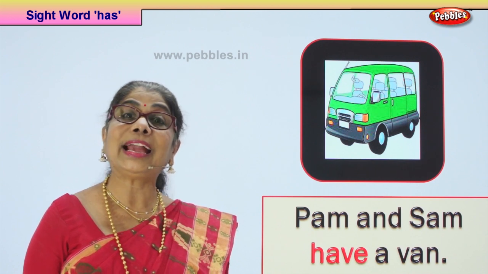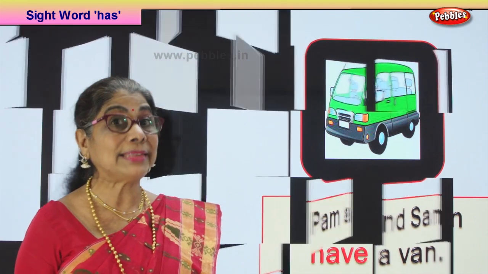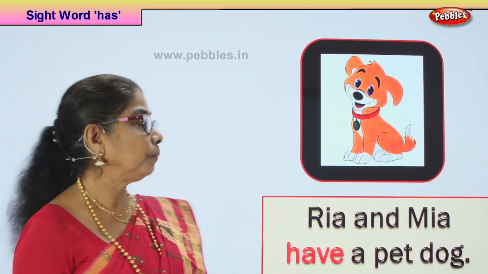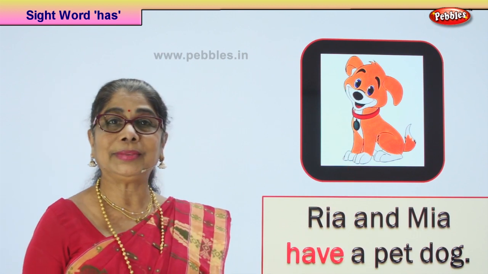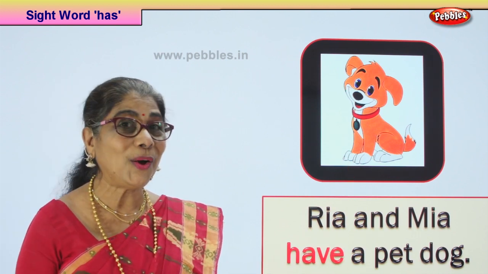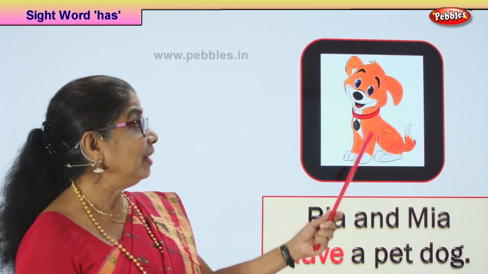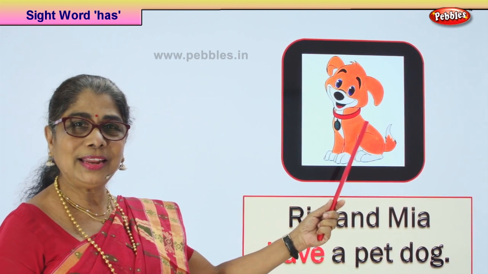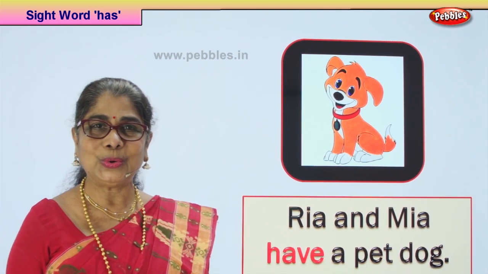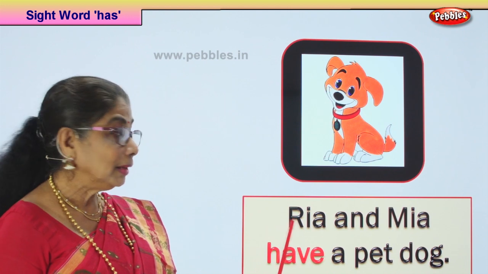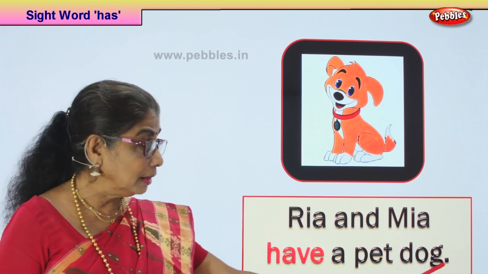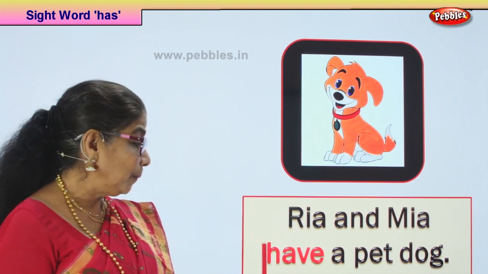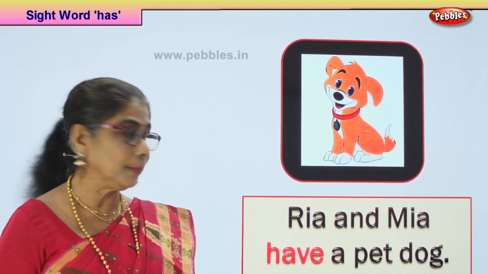Excellent. Let's take our next picture and read the sentence using the sight word have. What picture is this? The picture of a dog, pet dog. Your lovely pet dog. Look at the smile he has. Okay, let's find out whose dog is this, whose pet dog. The sentence begins with a capital letter and it ends with the full stop, and we are using the sight word have. Let's read.